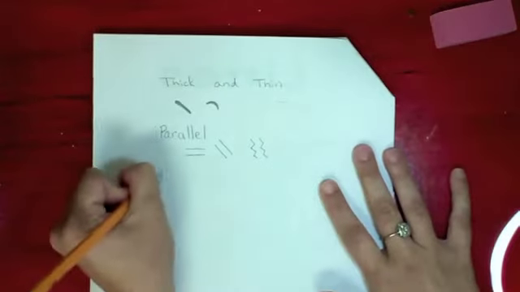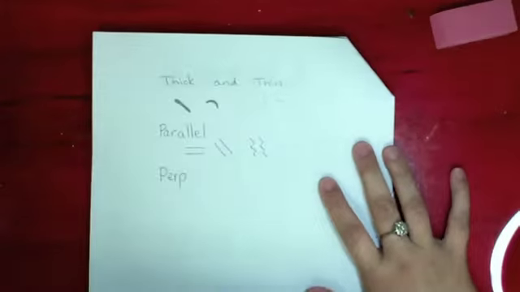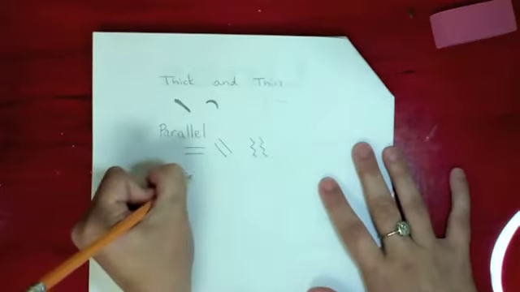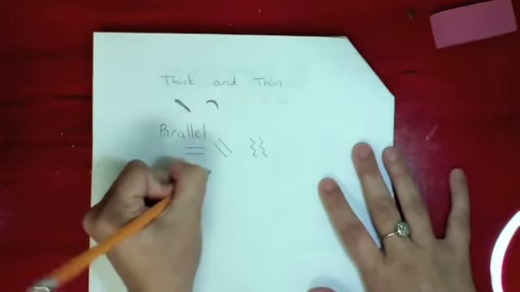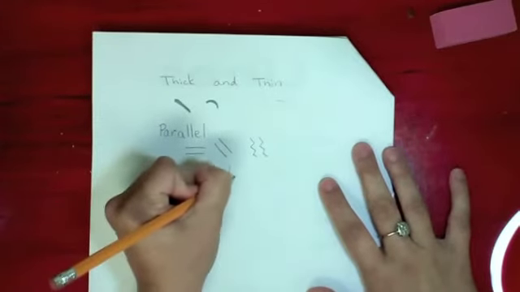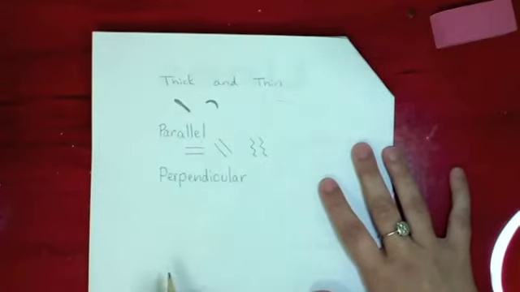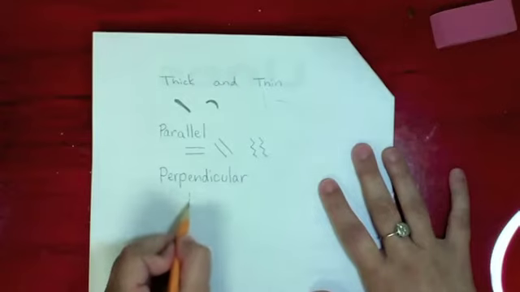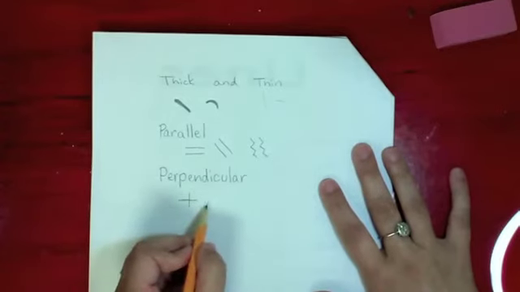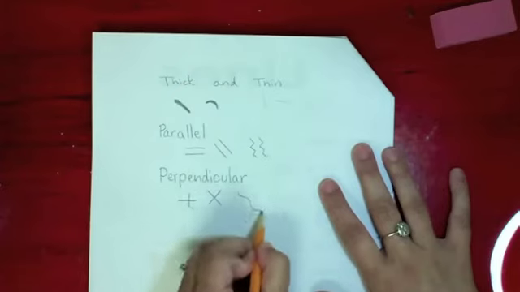And lastly today is perpendicular. These lines are just the opposite of parallel. Perpendicular lines cross each other at a 90-degree angle. Again, they don't have to be straight.